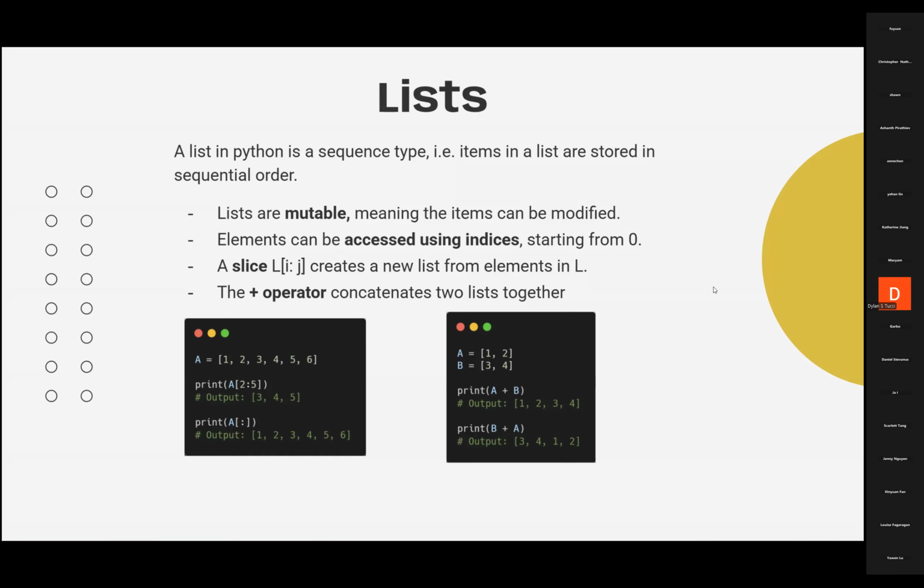The fourth point is that the plus operator concatenates two lists together. This plus operator is different from extend, in that it creates a new list instead of modifying the original one. Okay, Sean, can you move it?